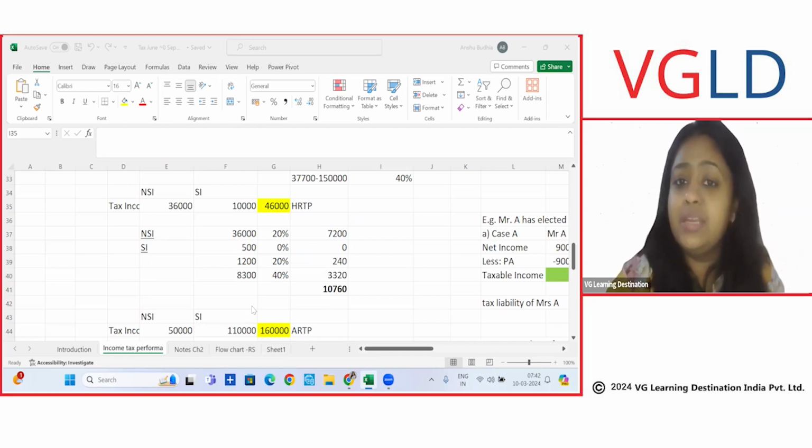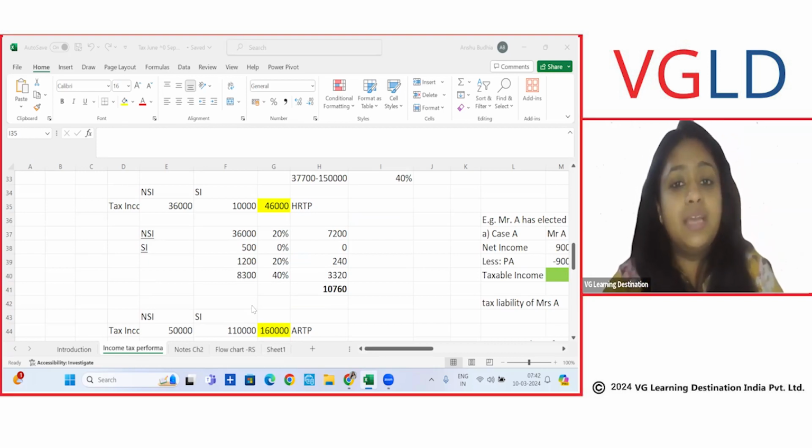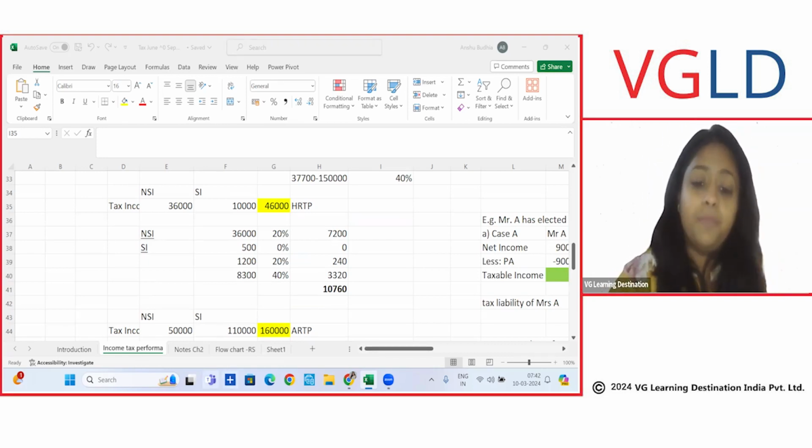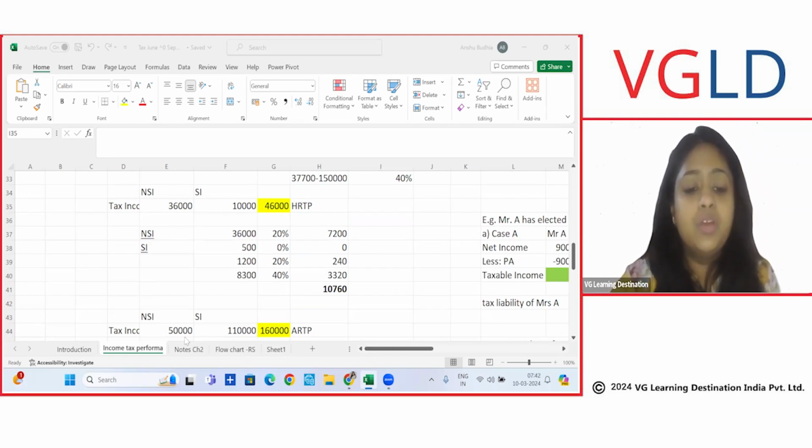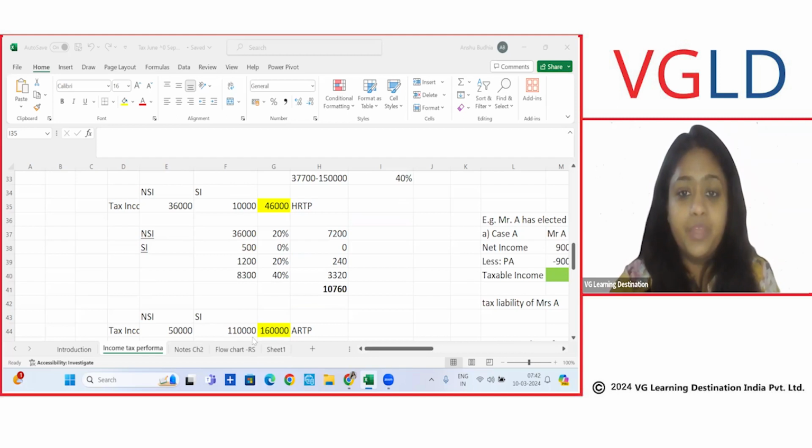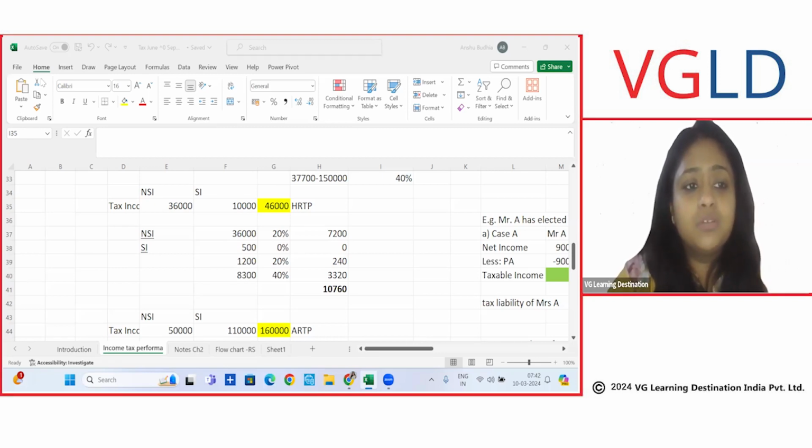I'm not taking dividend income right now. We're just working with NSI and SI. Okay, please try to solve this question now. NSI is 50,000, SI is 110,000. He's an additional rate taxpayer because the total of taxable income is 160,000, which is more than 150,000. Type your answers in the chat box.